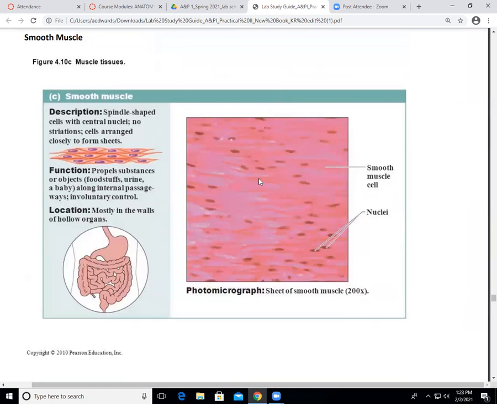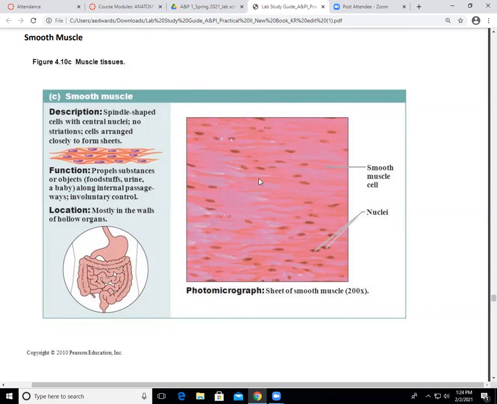And that's found in the walls of hollow organs. Okay, this is not voluntary. You don't have to think to make your blood vessels move blood through your body, or make your intestines move food through your digestive tract. All right, one nucleus per cell. These are not striated, so this is a difference.